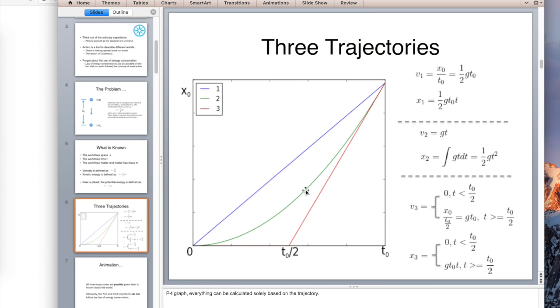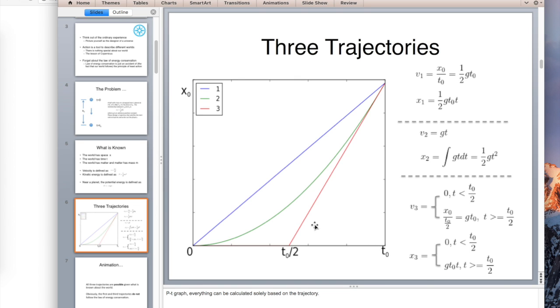For the second trajectory, which is a green curve, its velocity increases with time with a factor of g. So at any time point, its velocity will be gt. And the position function will be an integration of velocity over t, which will be 1/2 gt squared.